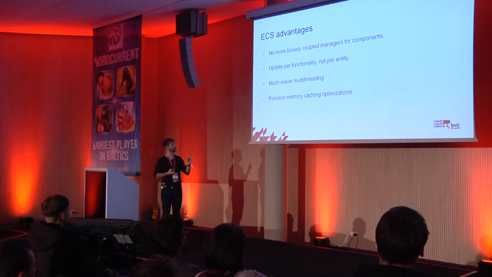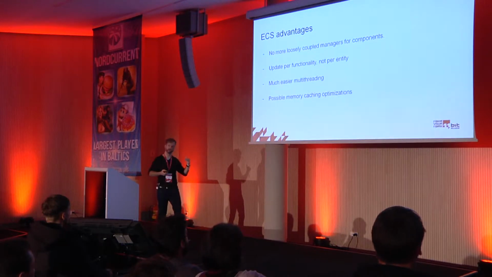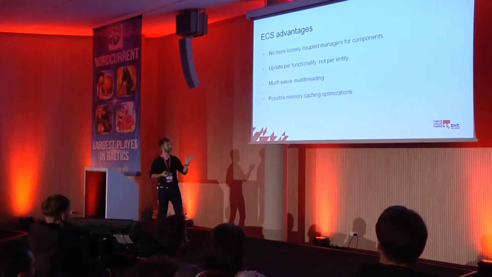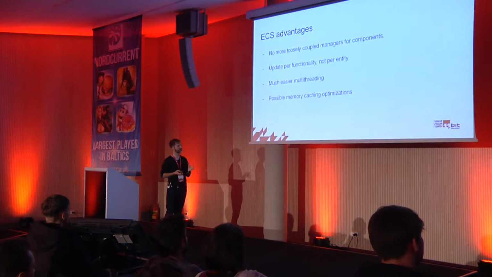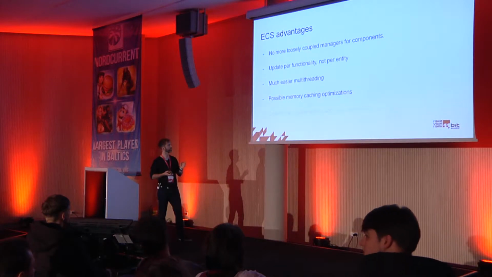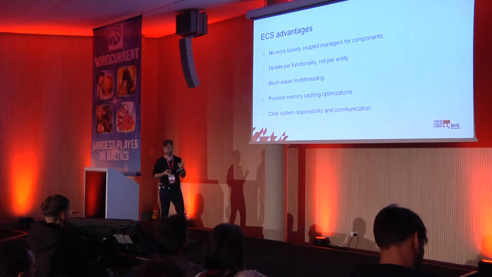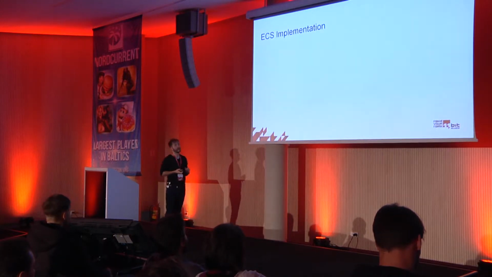And the last advantage, last but not least maybe, is that memory caching optimizations are possible, because when we are updating horizontally, we can put all the components in memory right next to each other, so our central processing unit will really like it when it goes through updates with nearby memory accesses. What the entity component system also gives us is clear system responsibility and communication, because we know what each system does. How to implement it?